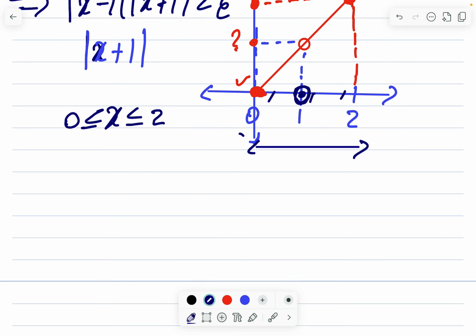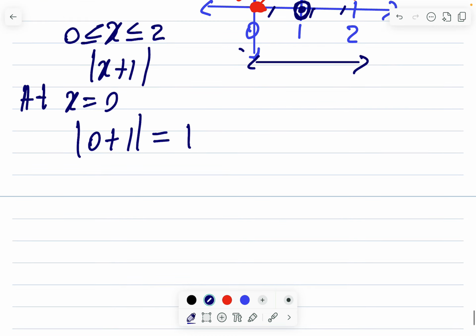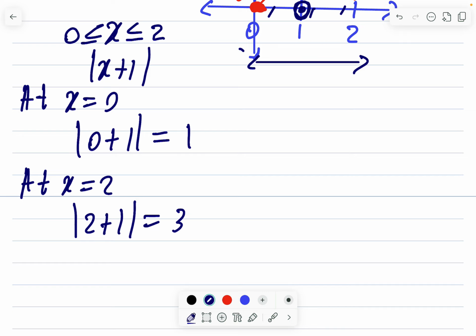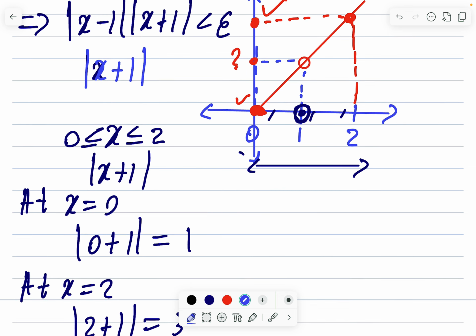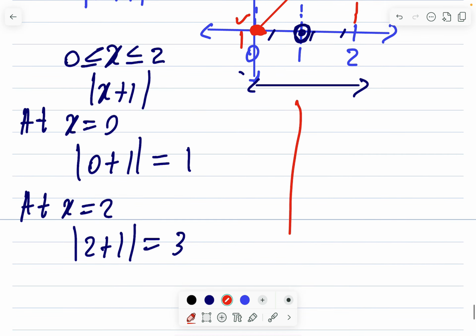So I'm going to check the value of my function, which is x plus 1, at x equals 0. What is the value of my function? I'm going to substitute my value: 0 plus 1. So my function value is 1. And I'm going to check again at x equals 2. It means I'm going to have the absolute value of 2 plus 1, which equals 3. This means at x equals 0 it is 1, and at x equals 2 it is 3. Let me write this down so that it can be clear.